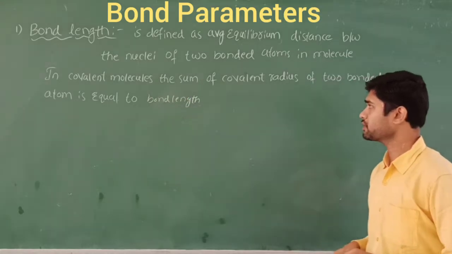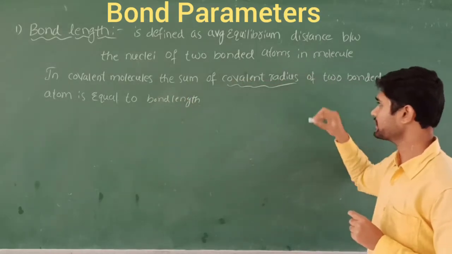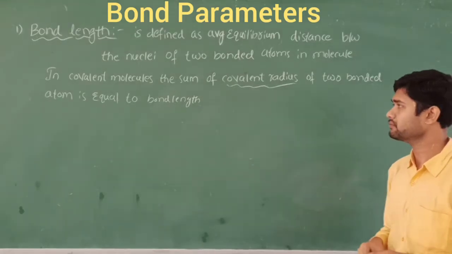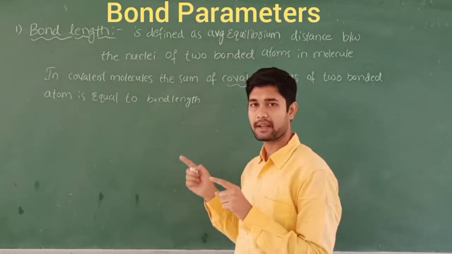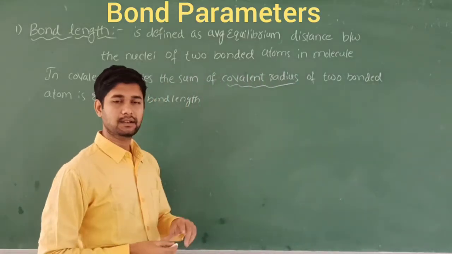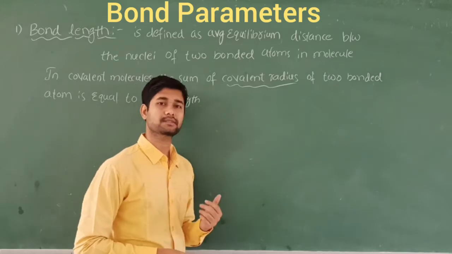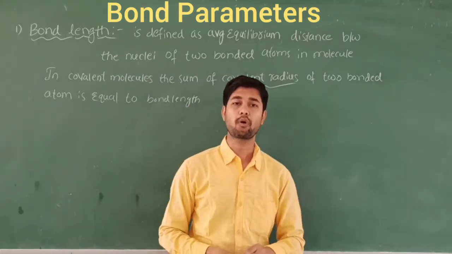In covalent molecules, the sum of the covalent radii, which you already know, of the two bonded atoms is equal to the bond length. In covalent molecules, the covalent radii of the two atoms must add up to the bond length. First, we should discuss the covalent radius. Covalent radius is nothing but the distance between the center of the nucleus and the edge of the bonded atom.